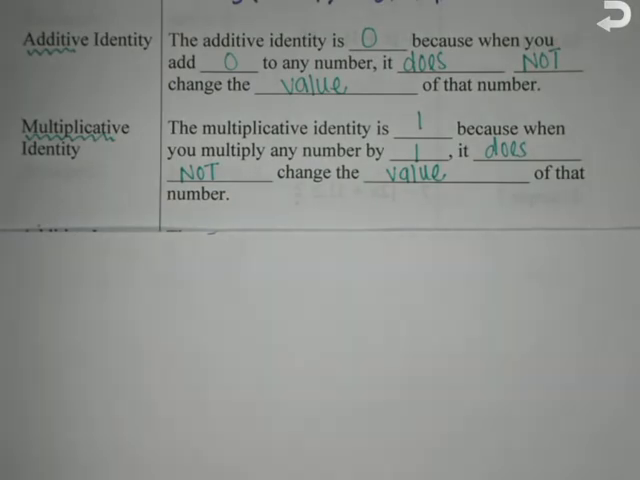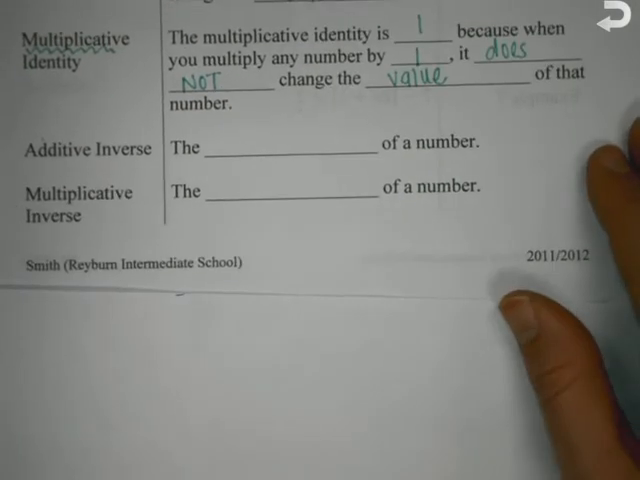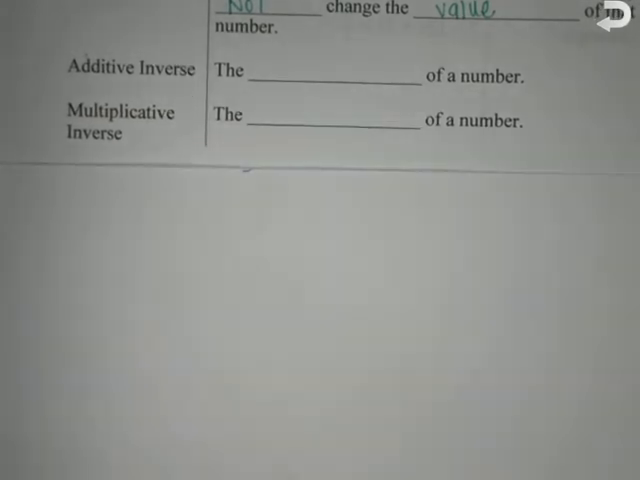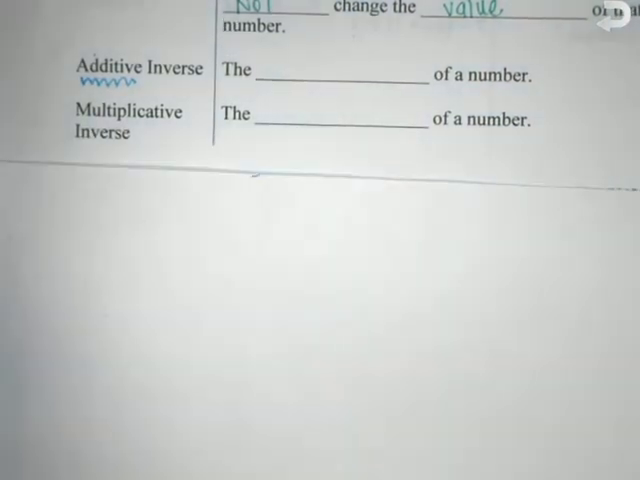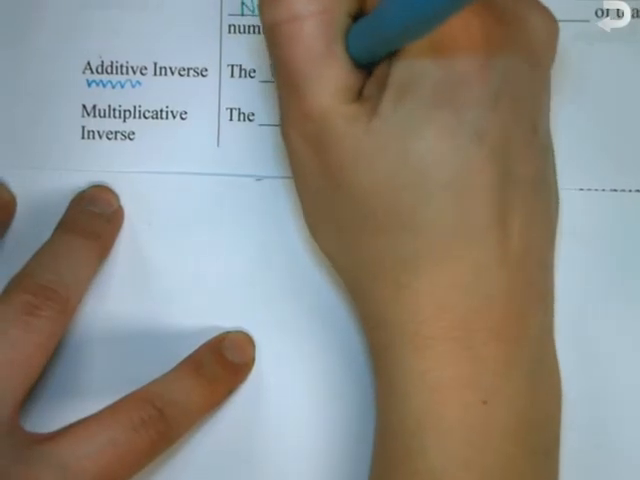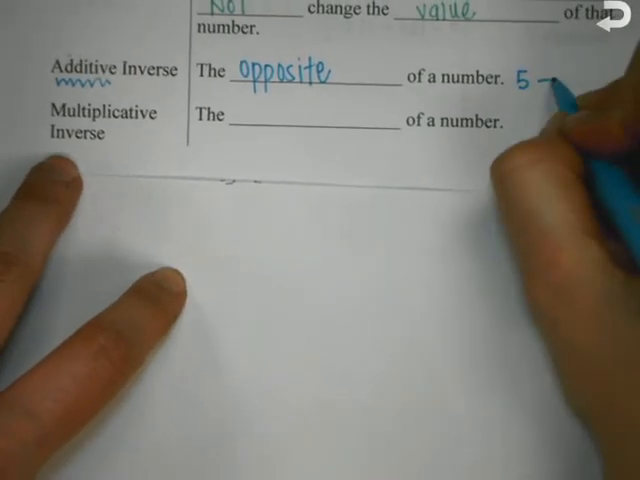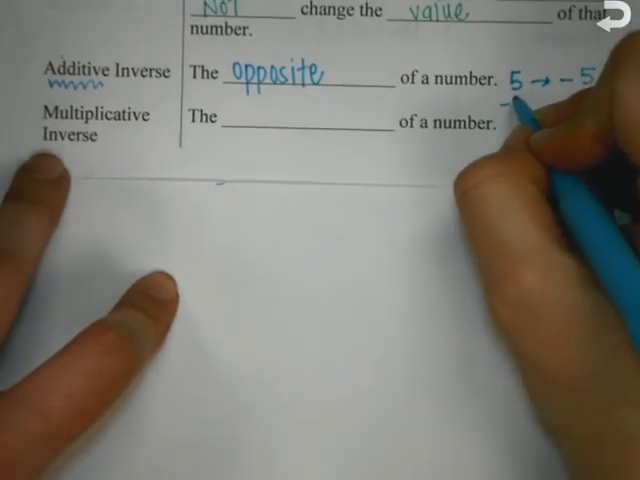Last thing we have to worry about is inverses. Inverses do change the value. And actually, inverses try to get you to the identity. So for example, the additive inverse. Additive inverse is trying to get us to 0. So what would I add to 5 to get to 0? Negative 5. So it's the opposite of a number. So let's use that example. 5, the opposite would be negative 5. What if my number was negative 3? What would the opposite of that be? Positive 3. Okay?